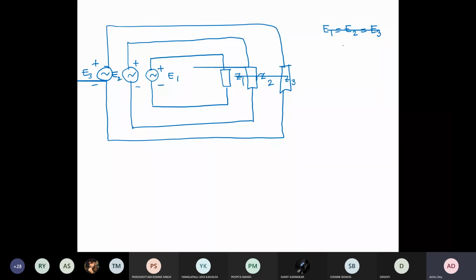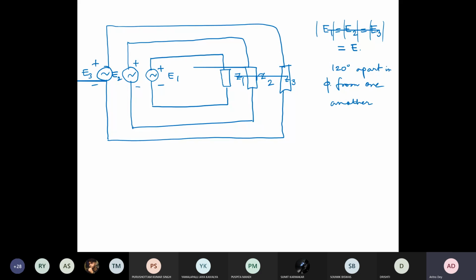If the magnitude of all these three voltages is E, and if they're placed 120 degrees apart, then we can develop this, which I'm coming to later. But before that, let us assume that E1, E2, E3 have the same magnitude, which is E, and they are 120 degrees apart in phase from one another.